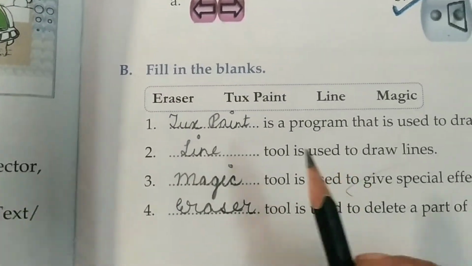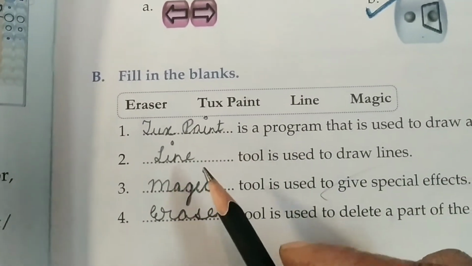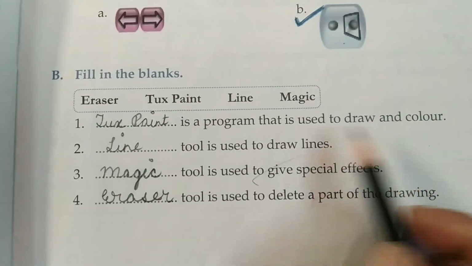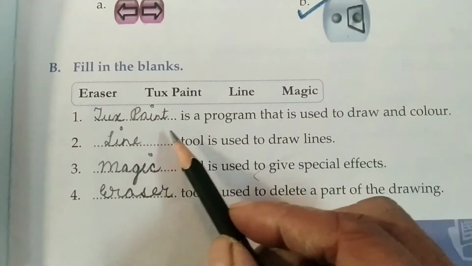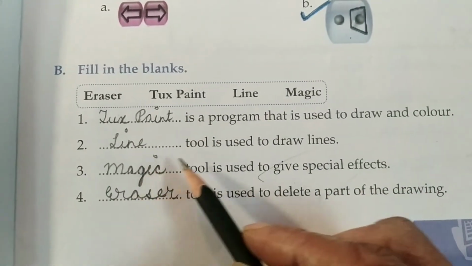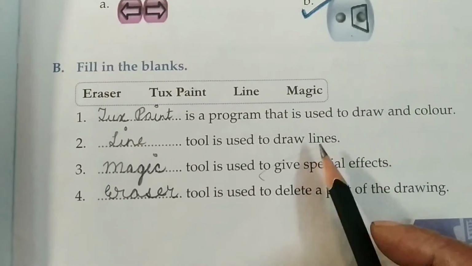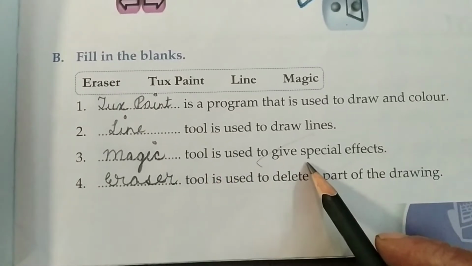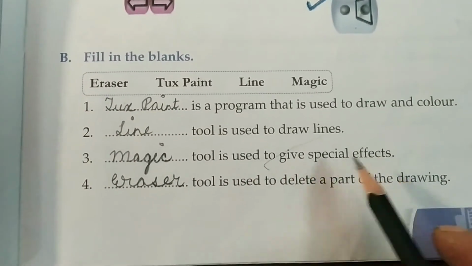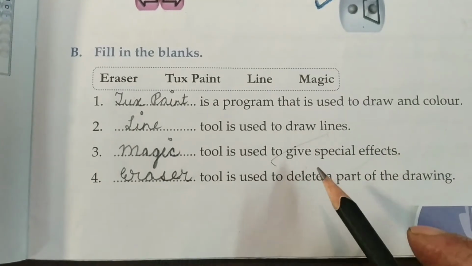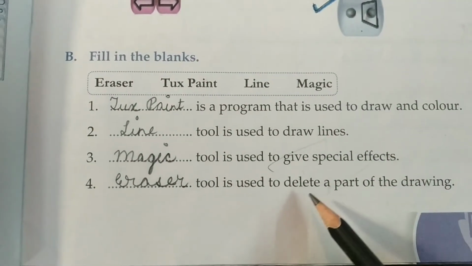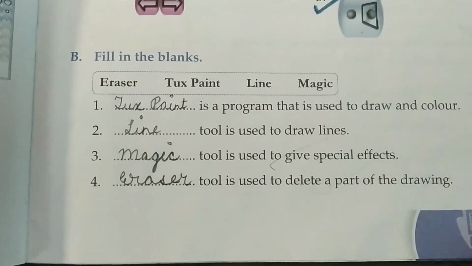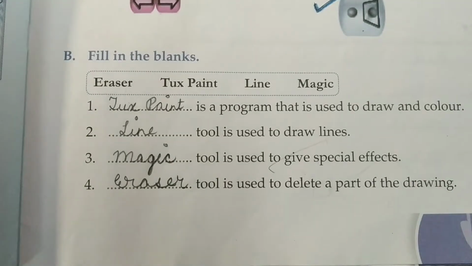B, fill in the blanks. There are some options. You have to choose the option and complete the sentence. Blank is a program that is used to draw and color. So students, TuxPaint is a program. TuxPaint. Then which tool is used to draw lines? You know very well, the line tool is used to draw lines. Number 3, which tool is used to give special effects? So the magic tool is used to give special effects. And the last one, which tool is used to delete or erase a part of a drawing? So that is the eraser tool. Eraser.